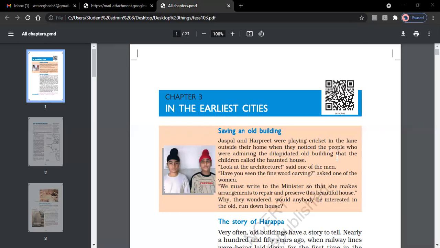Okay, so let's start. As the name suggests, in the earliest cities you can see the very famous two cities, that is Harappa and Mohenjo-daro. You are aware of these two cities. So let's start the question answer session. And what's the first question that comes here?